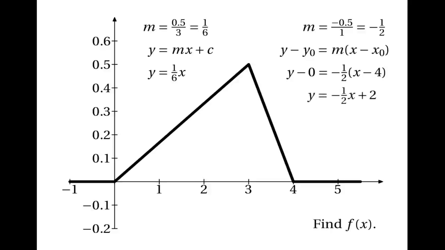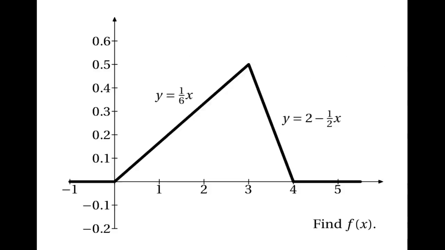Simplifying that, we get y equals minus 1/2 of x plus 2, or more neatly, y equals 2 minus 1/2 of x. So these are the equations for the lines that make up this graph. The one on the left is y equals 1/6 of x, and the one on the right is y equals 2 minus 1/2 of x. And this enables us to define the probability density function.